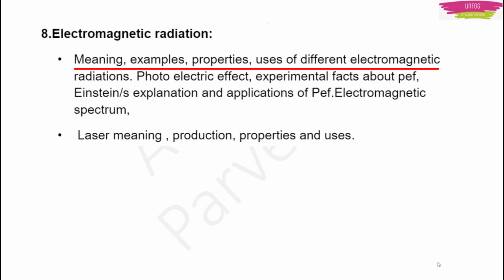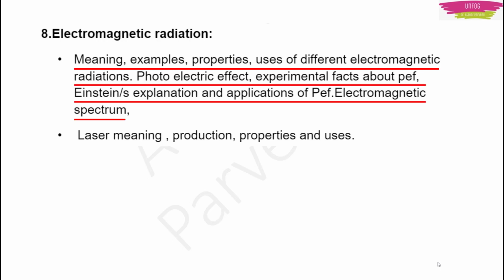In our first lecture, we discussed all about electromagnetic radiations, their examples, properties, uses, and the different electromagnetic radiations, and we also discussed the electromagnetic spectrum. In this lecture, let us discuss all about the photoelectric effect, its experimental facts, observations, how Einstein explained this photoelectric effect, and what the applications of the photoelectric effect are. Let us also solve many of the MCQs which are expected from this chapter.